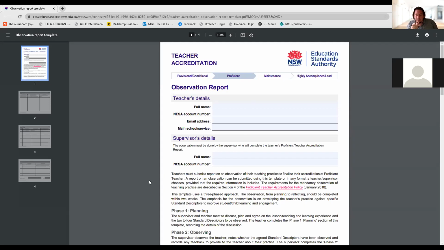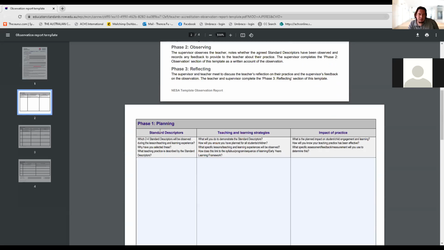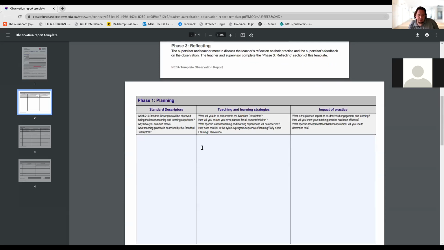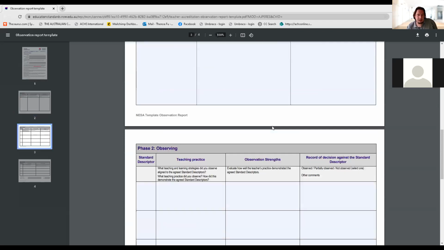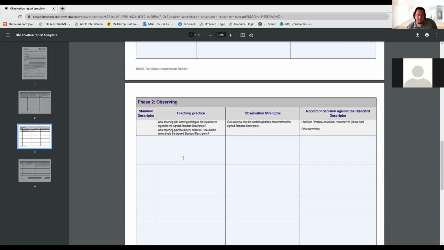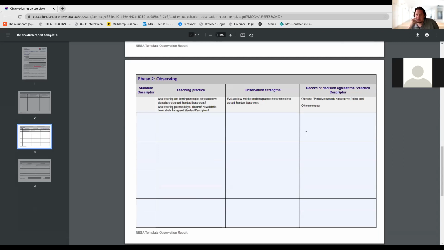Now, this one has to be done by your supervisor. Supervisor puts in your details, you put in the supervisor's details. Now, this is where there's a bit of flexibility. Phase 1 planning, you put in your own stuff. So you're answering those questions, you're writing down what it is that you plan to do. Your supervisor comes in, and they will then observe you to see if you matched it or if you achieved it, if you did well, if you did badly, and areas for improvement.